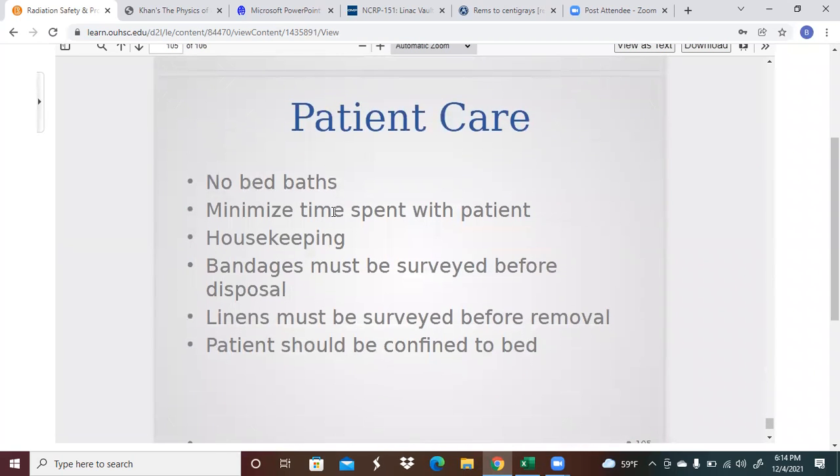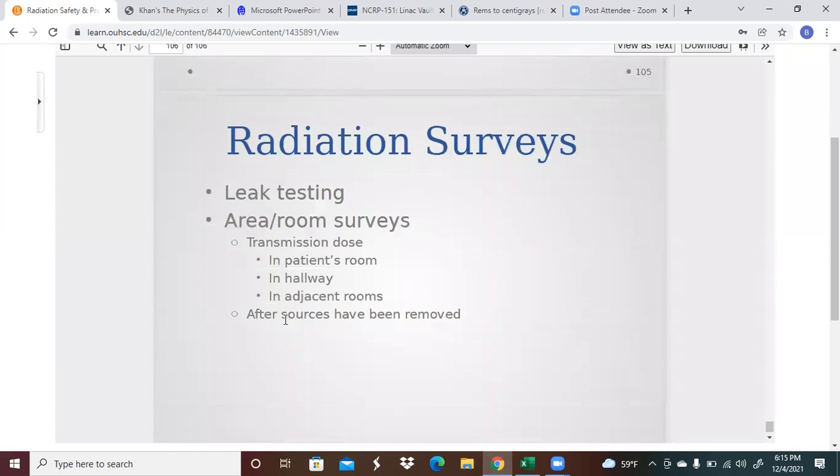For patient care, no bed baths. Keep the minimum time spent with the patient. Housekeeping should be notified. Bandages must be surveyed before disposal. Linens must be surveyed before removal, and the patient should be confined to the bed. For radiation surveys, you want to do leak testing and area and room surveys, transmission dose in the patient room, hallways, and adjacent rooms, and you want to survey after sources have been removed. Make sure you can account for everything.